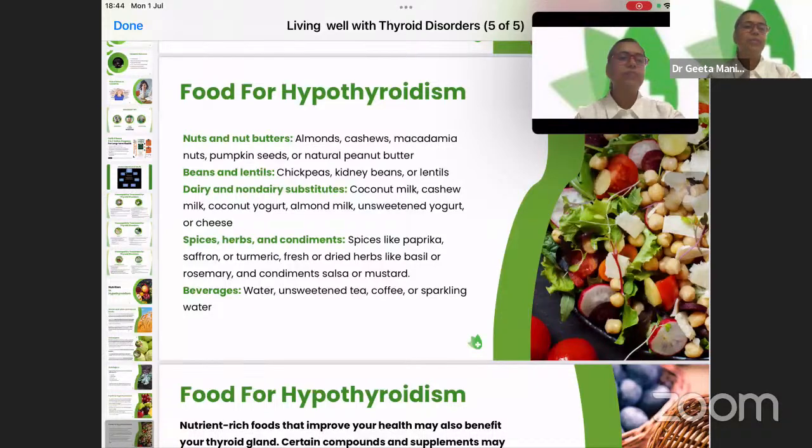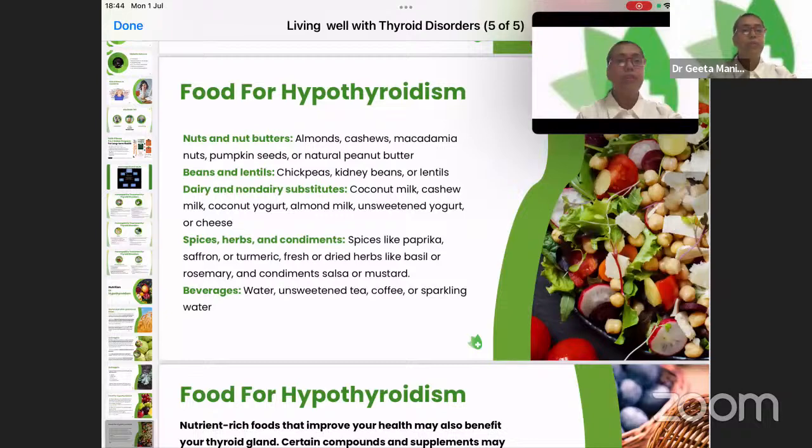Beans and lentils. Chickpeas, kidney beans, or lentils are helpful. Dairy and non-dairy substitutes: coconut milk, cashew milk, coconut yogurt, almond milk, unsweetened yogurt or cheese. Spices, all spices are good basically. Any spice is good for your thyroid affections. But spices like paprika, saffron, turmeric, fresh and dried herbs like basil, rosemary, and condiments or mustard are helpful.